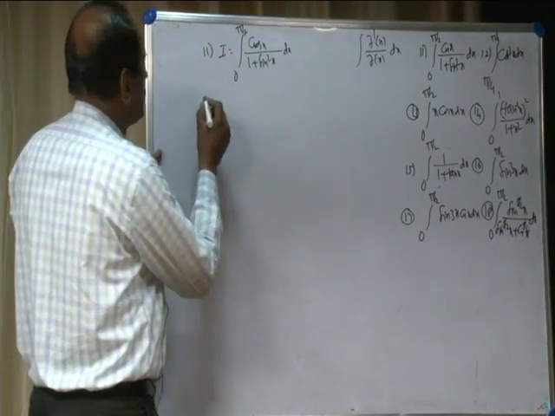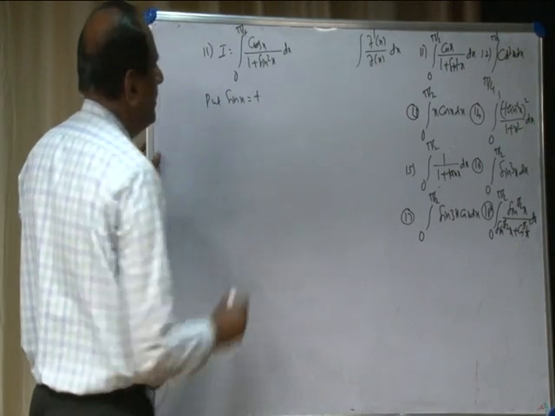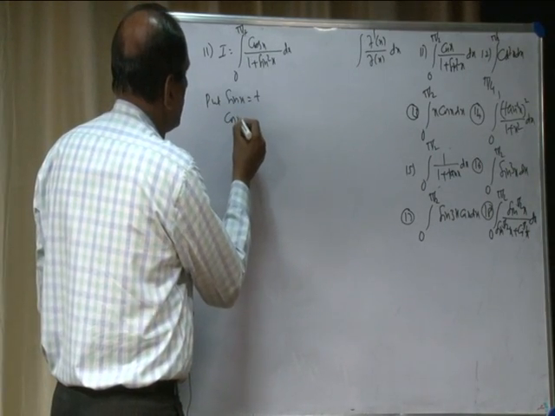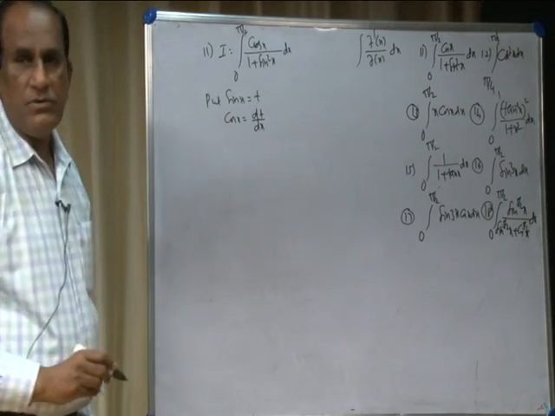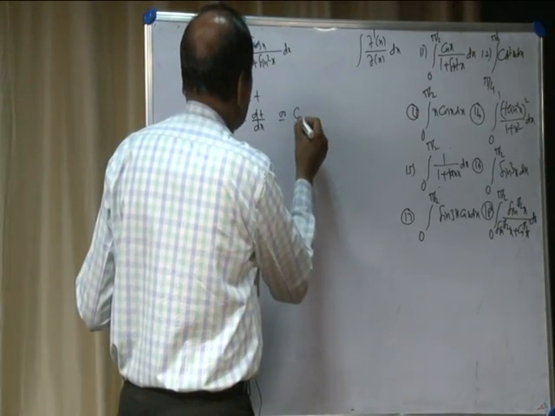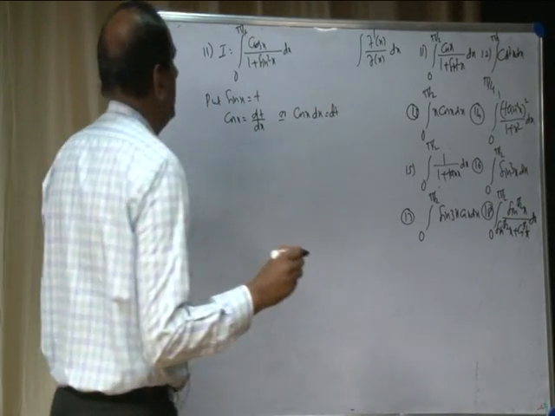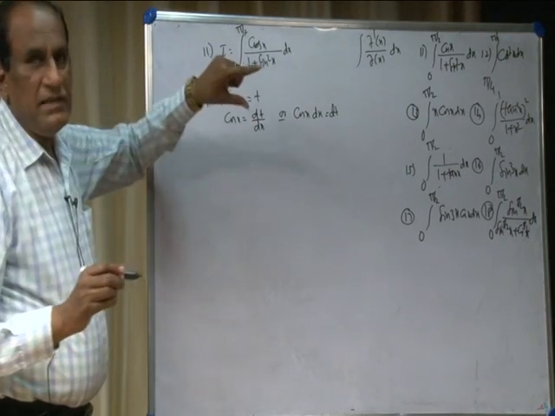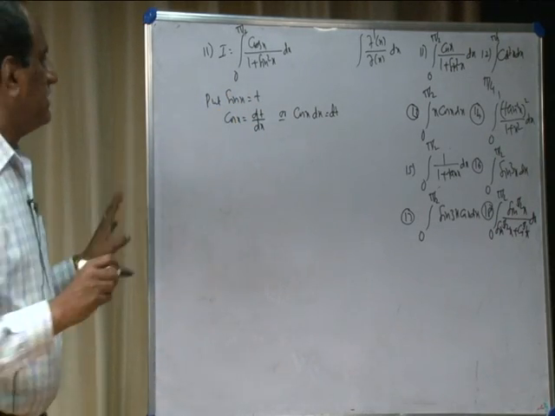Now, take the substitution. Put sin x is equal to t. Now, cos x is equal to dt by dx, or we can write this as cos x dx is equal to dt. See here, we can also change the limits after changing the variable from x to t. So, this is also possible.